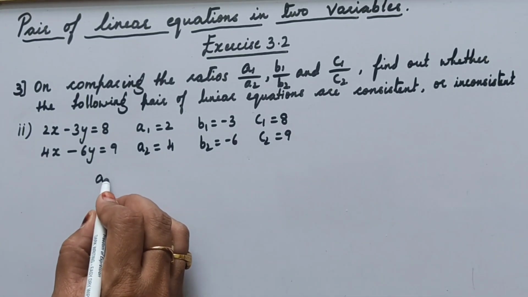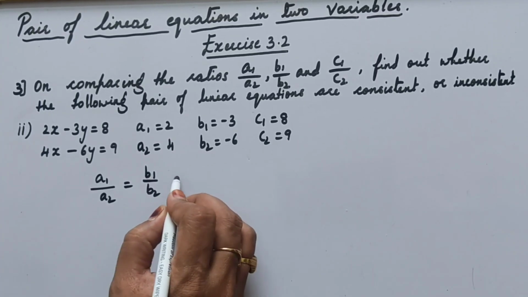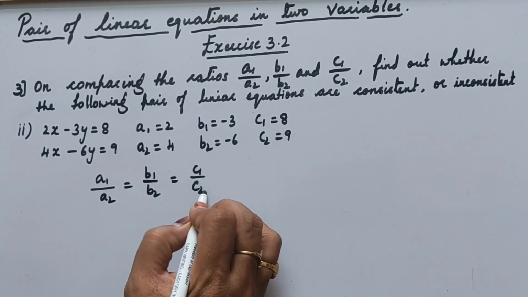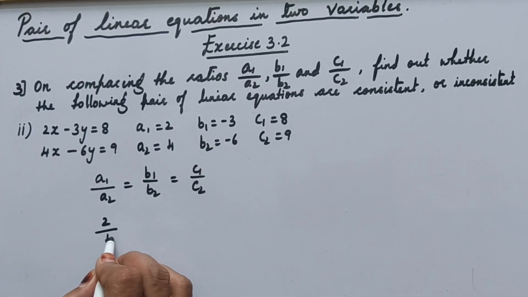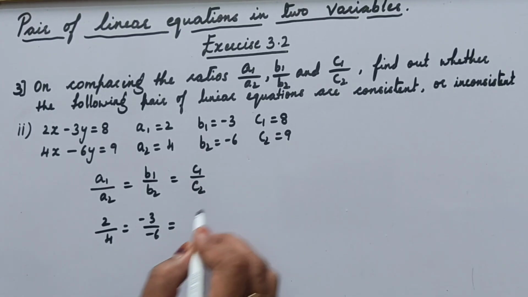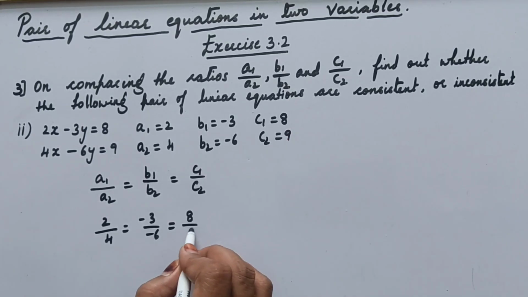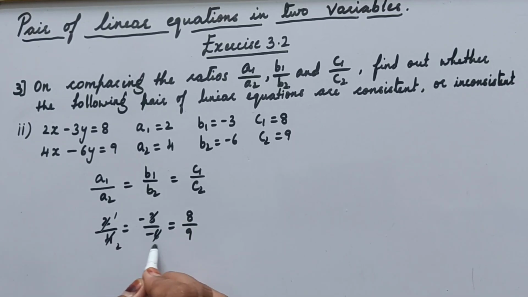Okay, now we'll compare. A1 upon A2 equal to B1 upon B2 equal to C1 upon C2. Now A1 upon A2 is 2 upon 4, B1 upon B2 is -3 upon -6, C1 upon C2 is 8 upon 9. Okay, now 2 ones are 2, 2 twos are 4, 3 ones are 3, 3 twos are 6, and signs get cancelled. I'm going to get half equal to half, which is not equal to 8 upon 9.